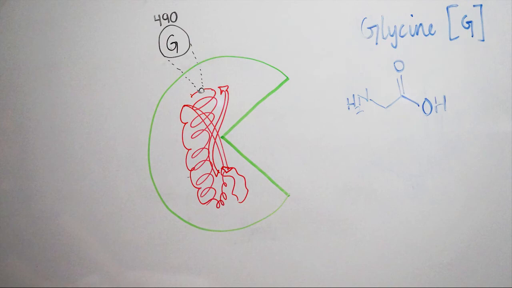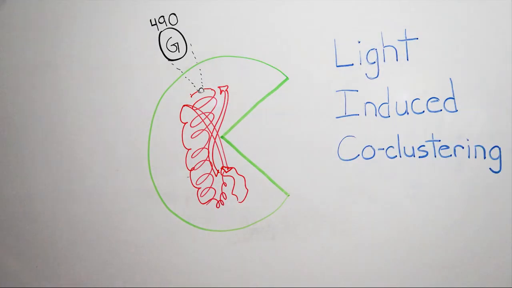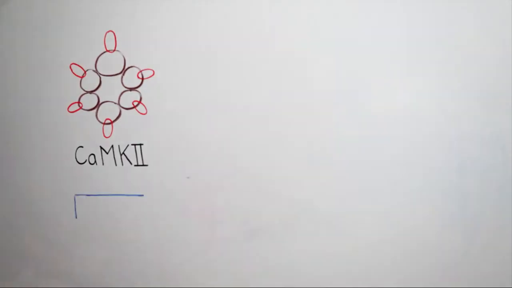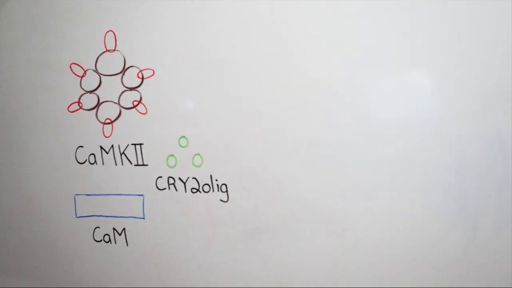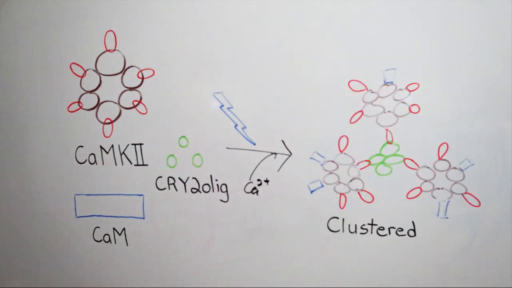Cry2-olig is used in a new optical approach designed by Tucker and her team called light-induced co-clustering, or LINC for short. LINC allows the visualization of protein interactions. In this paper, Tucker saw that by using Cry2-olig and a small molecule, calcium, blue light could induce clustering of two proteins, CAMK2 and CAM, to Cry2-olig.